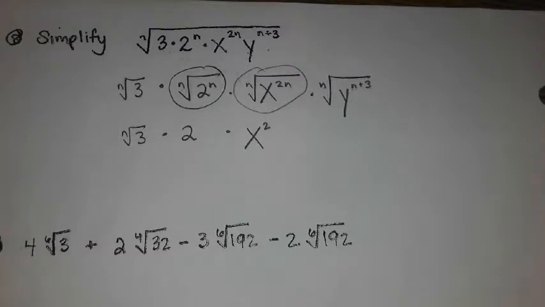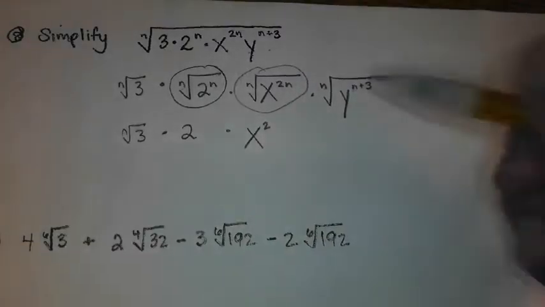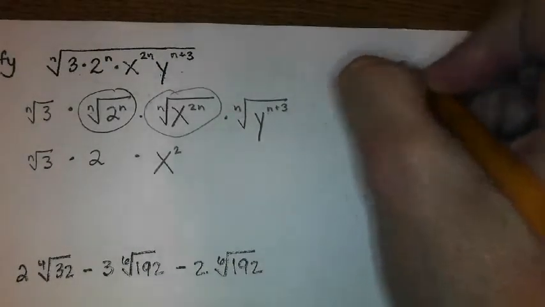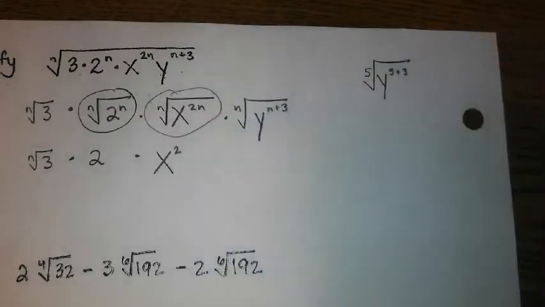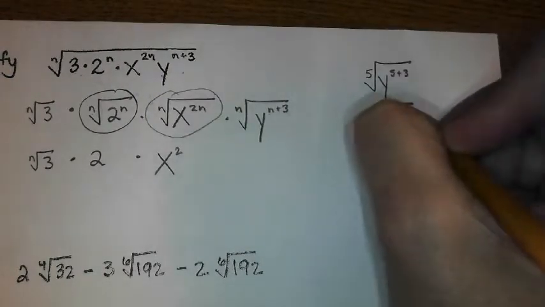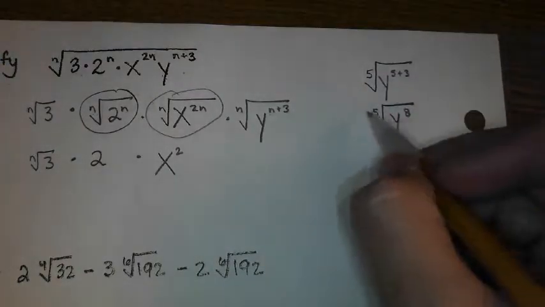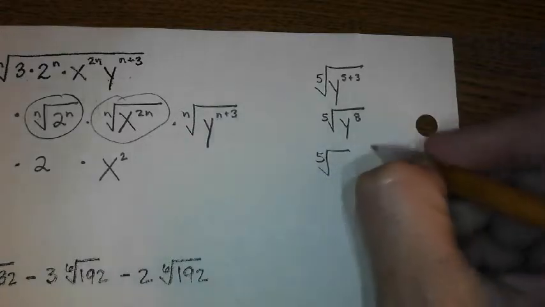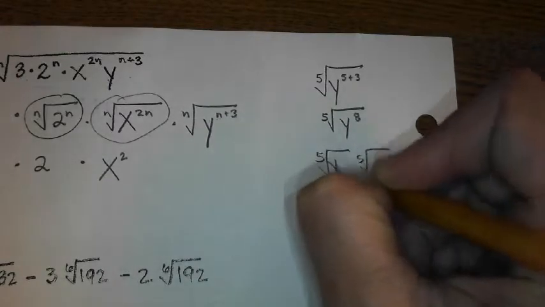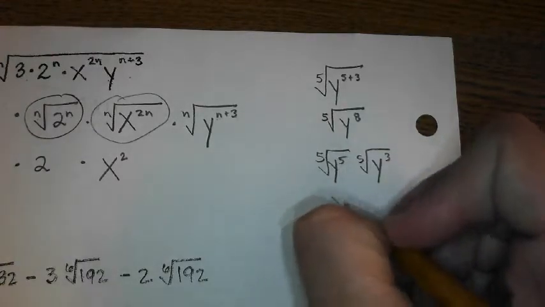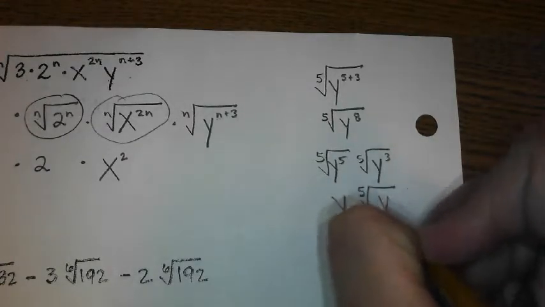There's only a couple numbers that would work. Like, for example, let's pretend n was 5. It would be the 5th root of y to the 5 plus 3, right? Which would be the 5th root of y to the 8th, which you would break down how? Right, you would break it up into y to the 5th and y to the 3rd anyway, which would be y, 5th root of y to the 3rd.